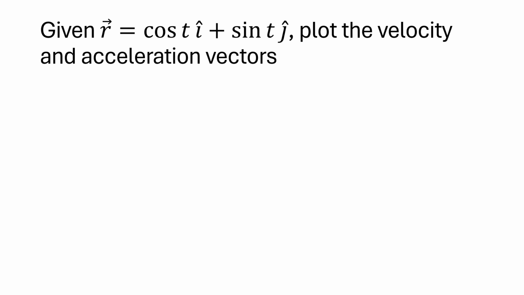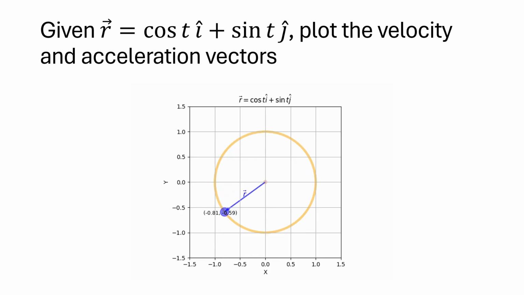Let's try to solve a problem, which is: given that a particle moves with the position vector r, which is equal to the cosine of t i hat plus sine of t j hat, our goal is to plot the velocity and acceleration vectors.